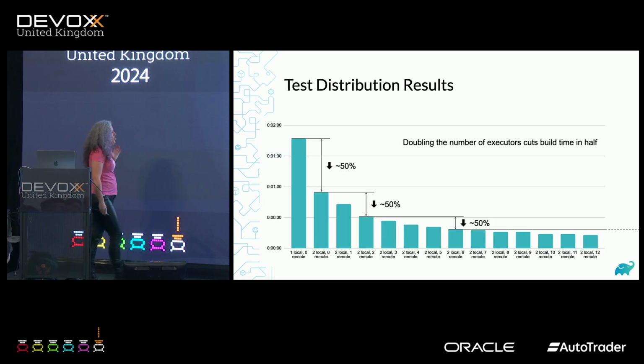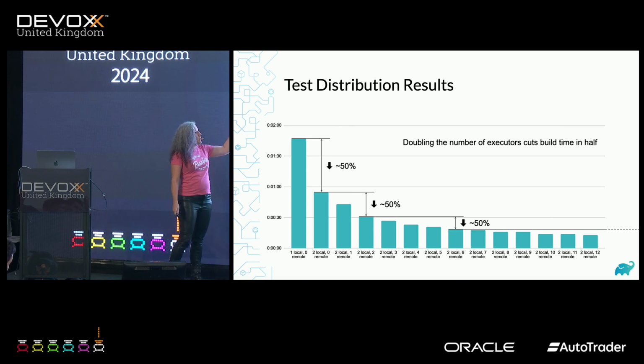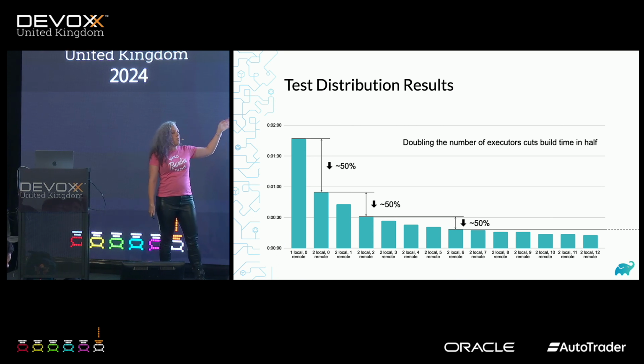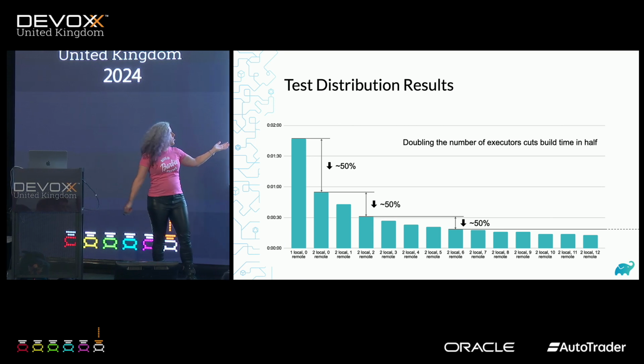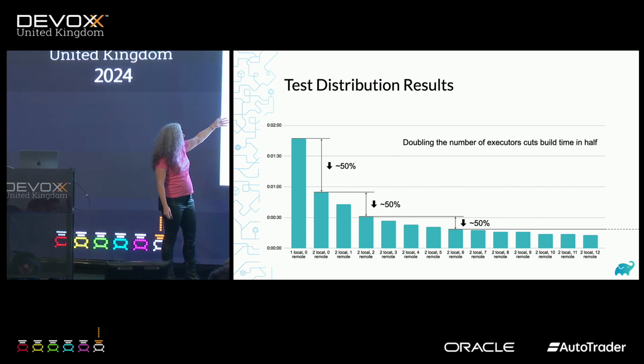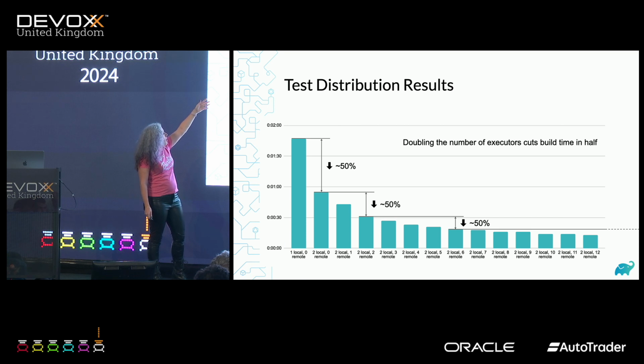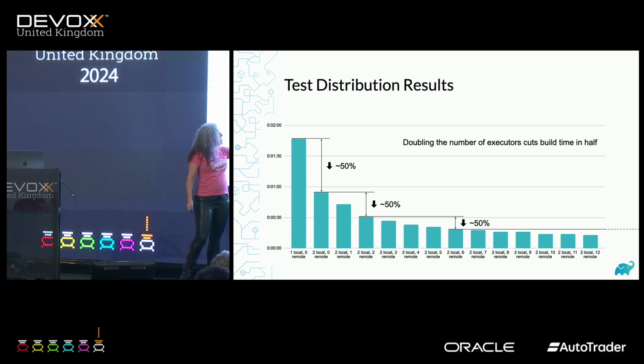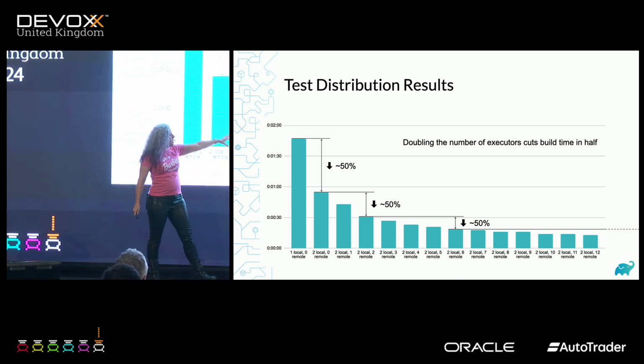And with test distribution, generally speaking, if you double the number of agents, you halve the build time. I mean, that makes sense, right? You've got however many tests running. How many tests is that? Let's say it takes an hour and a half with just one agent. Then with two agents, it takes half that time, and so on and so forth.